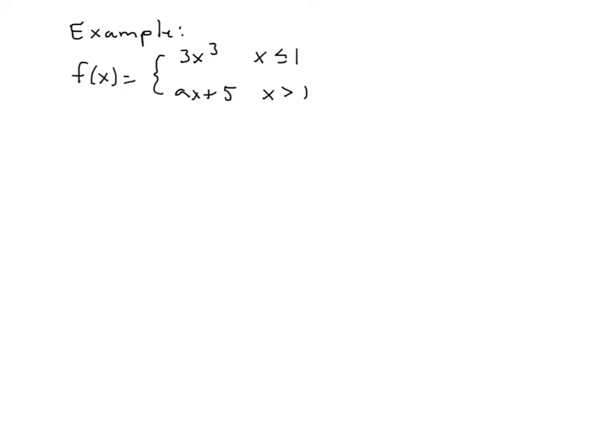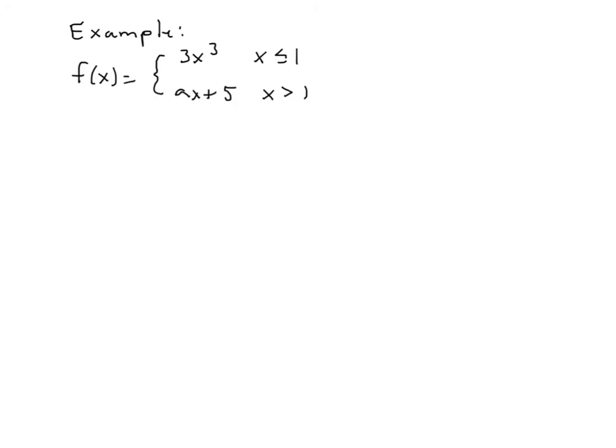I know that 3x cubed is continuous over its domain, so for every value of x that's less than or equal to 1, this is continuous. The second part is a linear function, and a linear function is also continuous. So no matter what a is, this is continuous when x is greater than 1. The only issue is what's happening at x equals 1. So I have to make sure that the definition of continuity is satisfied.